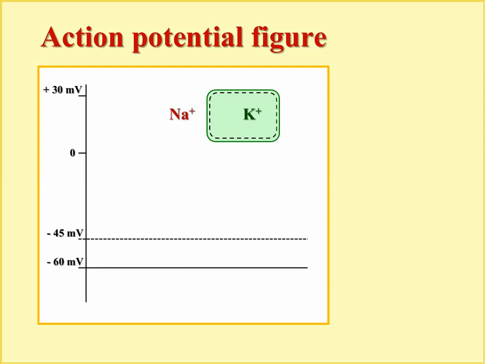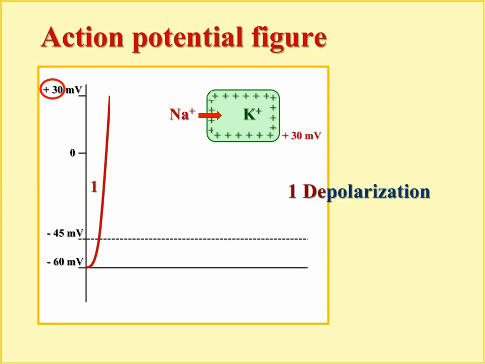First, the inside of the cell is charged negatively and positively at the surface. And the first phase of the action potential is sodium entry through open channels. As a result, sodium brings the charge from minus 60 to positive plus 30. This is the end of the depolarization phase, and this is the potential reached inside the cell at the peak of the action potential, plus 30. So this is the first phase, depolarization.